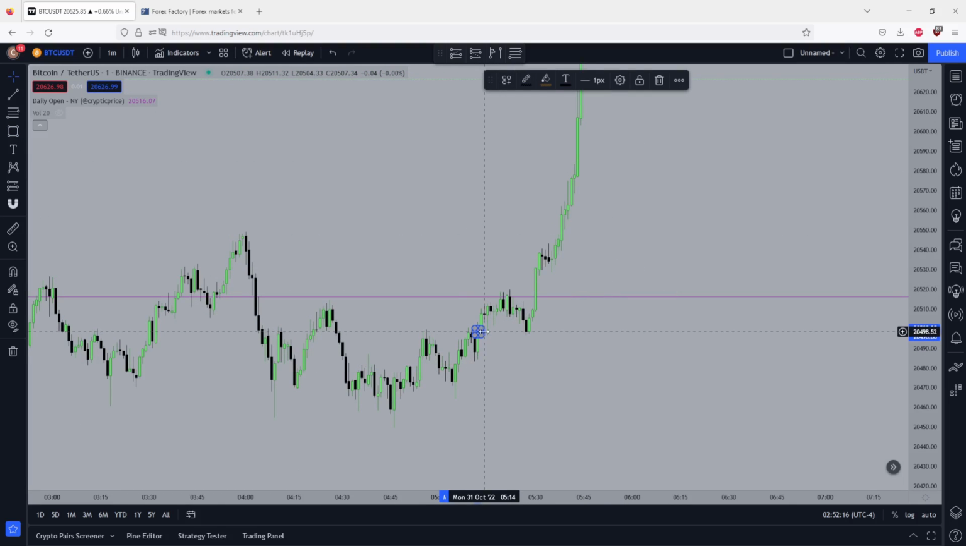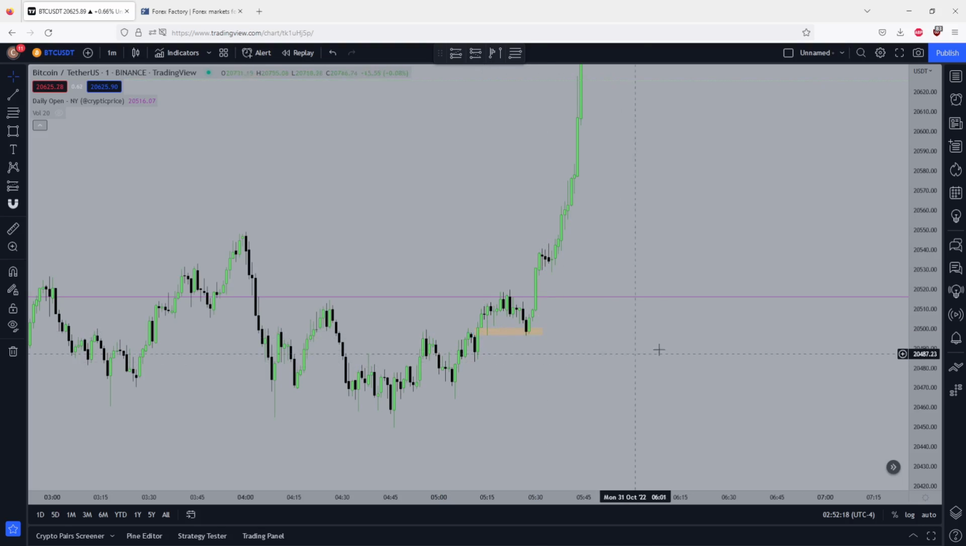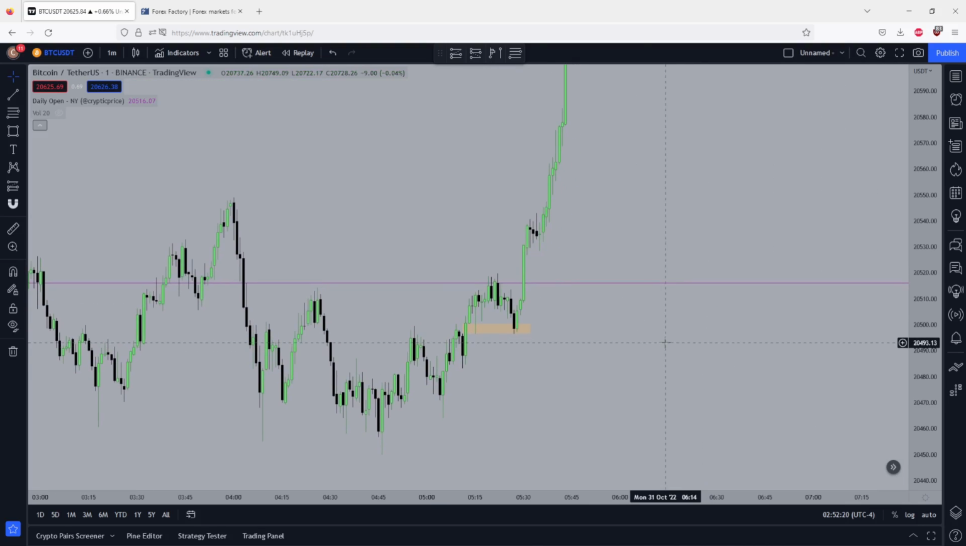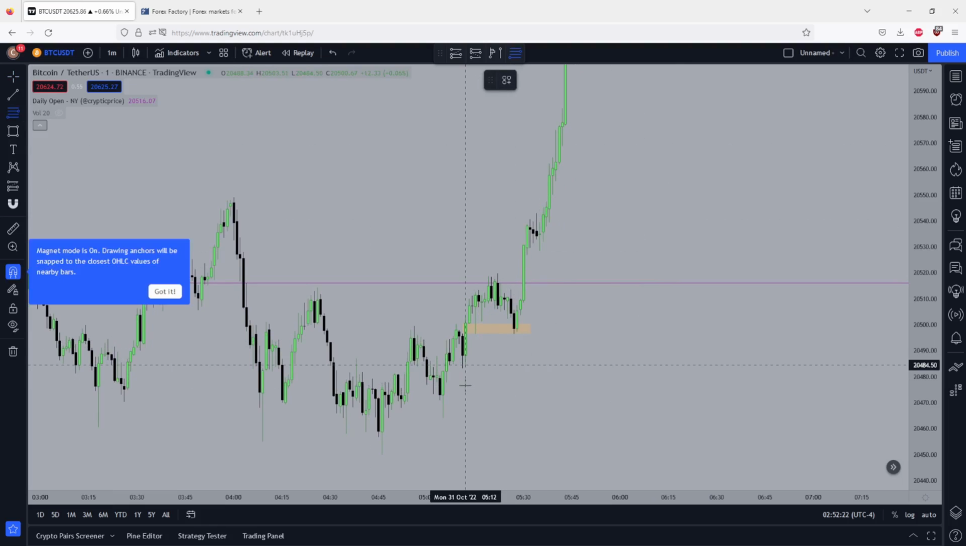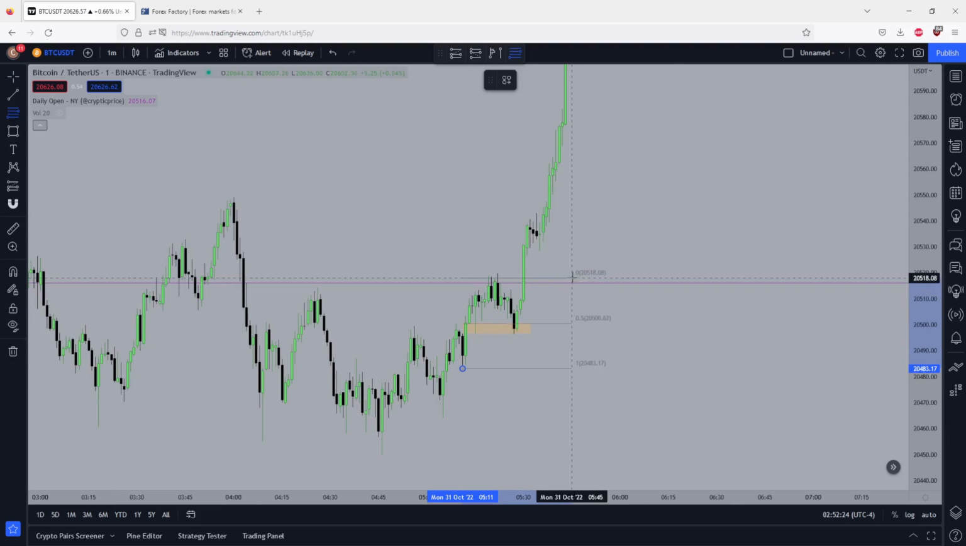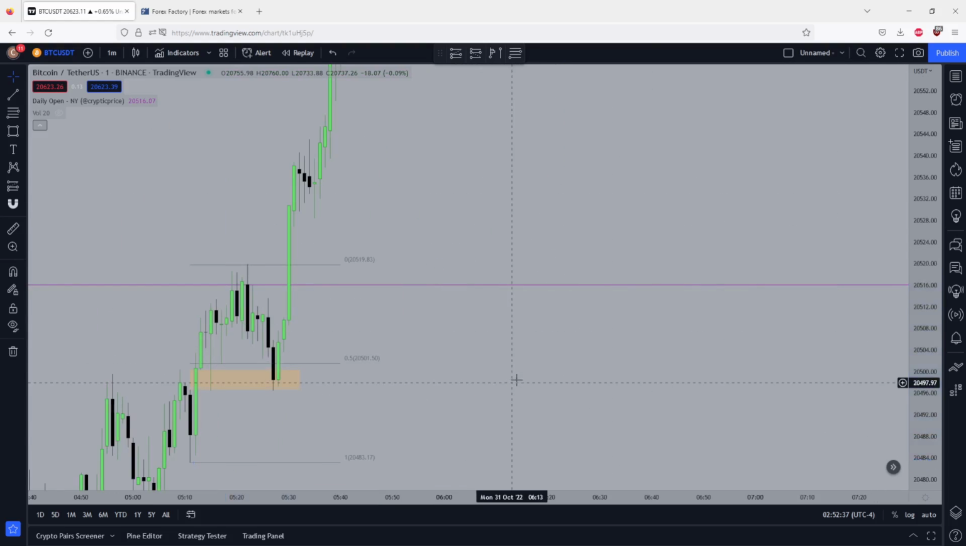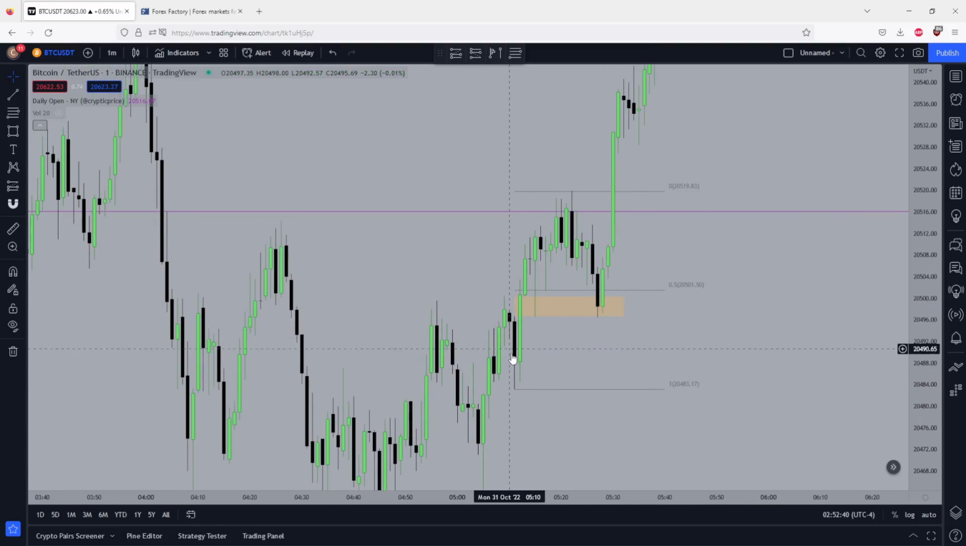Price pushes up, leaves behind a fair value gap on its push up. We can draw out the fib tool from the low to the high, and we can see price comes back down into the fair value gap. Here it wicked into it, but here it fully reprices it. And it also touches this down close candle, which is the order block.